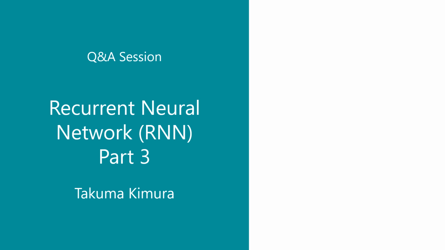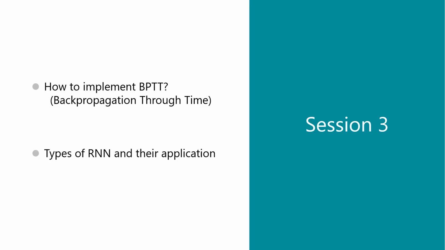Q&A session series, Recurrent Neural Network, Part 3. In this video, we will see how to implement backpropagation in an RNN. When we implement backpropagation in RNN, we use a method called BPTT, which is an abbreviation of backpropagation through time. This video also explains various types of RNNs and how they are applied in real-world problems.